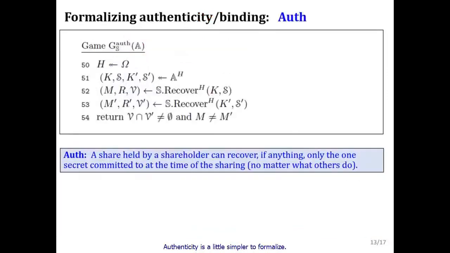Authenticity is a little simpler to formalize. Giving the adversary just about every benefit one can imagine, we will let it choose two sets of shares that have at least one share S in common. If you would recover one secret, M, from the first set of shares, and a different secret, M prime, from the second set of shares, then we'll say that the adversary has defeated authenticity. So for a scheme that achieves authenticity, from the point of view of a shareholder who comes to possess some share S, he can be sure that there's only one thing that could ever be recovered making use of his share.